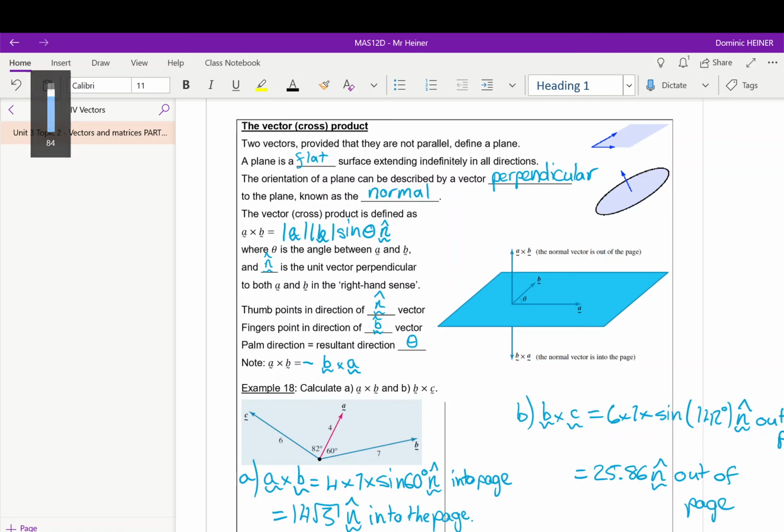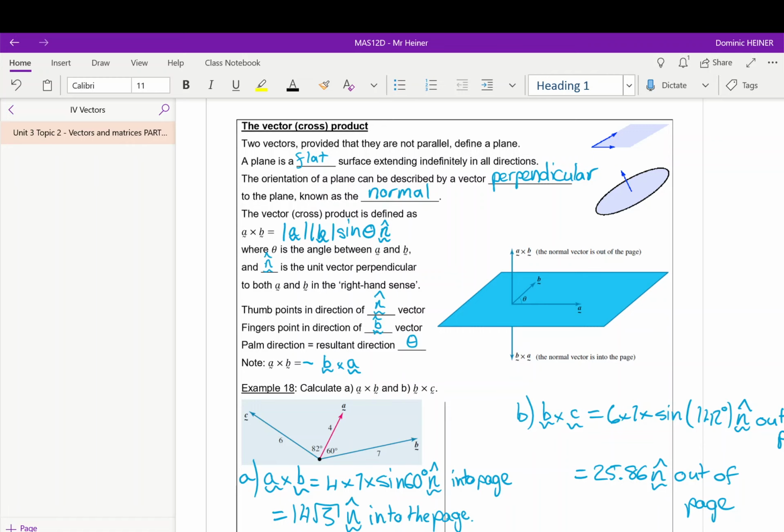Okay, so today we're looking at the vector product, which we've already covered a little bit in class. I'm just going to review the examples that we've already done and then continue through with the examples that we didn't get to. So, two vectors, provided they are not parallel, define a plane.